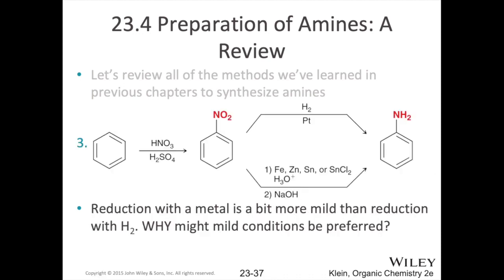In terms of aromatic amines, if you want to make aniline, a good intermediate is a nitro group. We can add on a nitro group using concentrated nitric and sulfuric acid. Then we can reduce that either using hydrogen over a platinum catalyst, or a metal reducing agent like iron, zinc, tin, or even tin(II) chloride, in the presence of some acid, and it will reduce down to the corresponding amine.